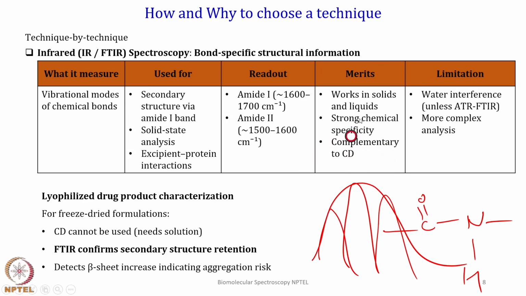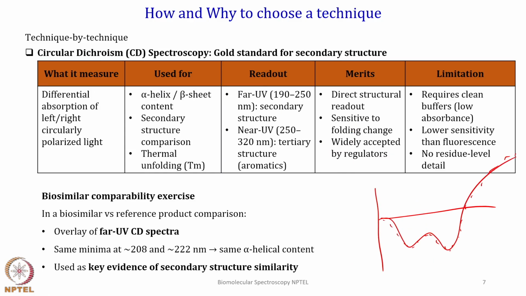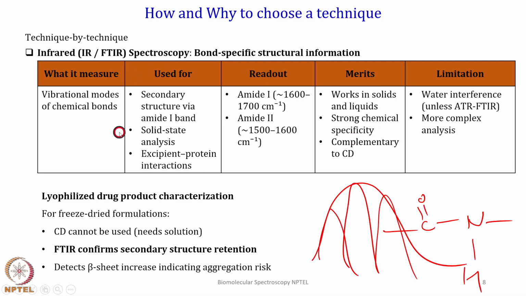As we discussed in the last slide, we measure alpha helix, beta sheet, random coil content in CD. In FTIR also we can get those secondary structural elements in a quantitative fashion. So, both of these techniques, circular dichroism and FTIR, are complementary. You can also do it with a lyophilized drug product. For a freeze-dried formulation, CD cannot be used.